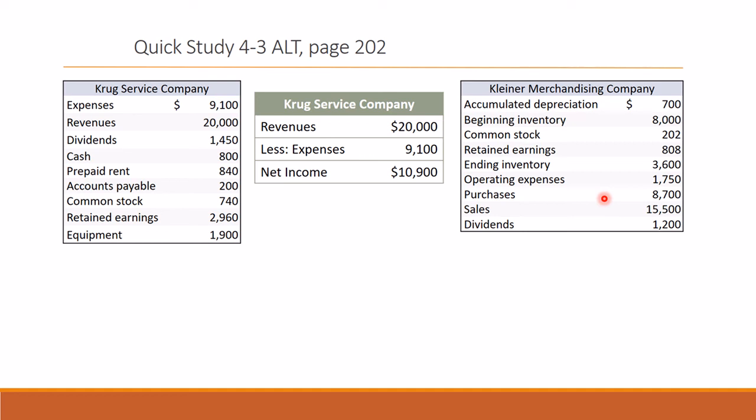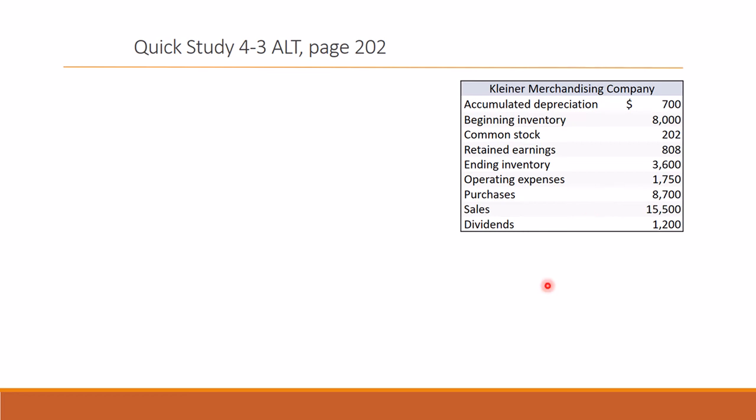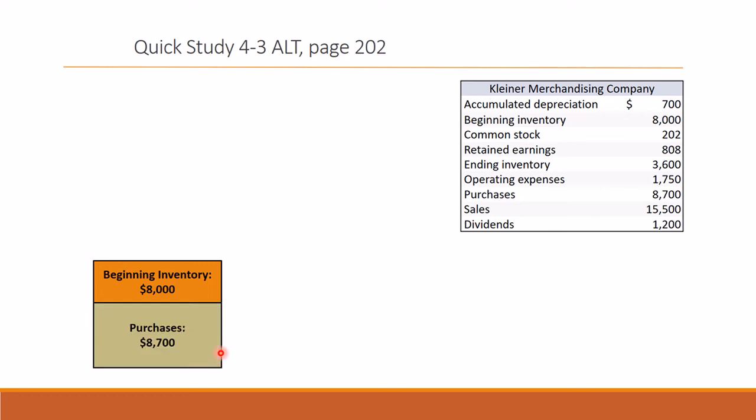If Kleiner had used a perpetual inventory system, we would have seen it listed directly. What type of system does Kleiner use? It uses a periodic inventory system. So we're going to have to calculate cost of goods sold. Don't get scared. Let's start to list what we do know. We do know that beginning inventory is $8,000, so we'll list that. We also know that our total purchases are $8,700.